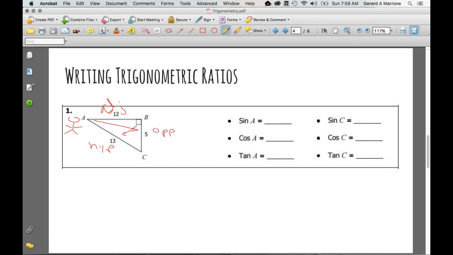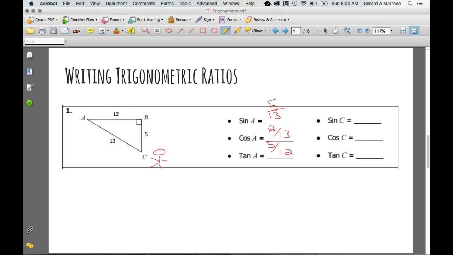Now we said in sine, it was the opposite side over the hypotenuse. My opposite side here was 5, and my hypotenuse was 13. So the sine of A is just 5 over 13. We're just writing the ratio. For cosine, same thing, we're going to do our adjacent side, which is 12, over my hypotenuse, which is 13. And my tangent is always my opposite, which in this case is 5, over my adjacent, which is 12.